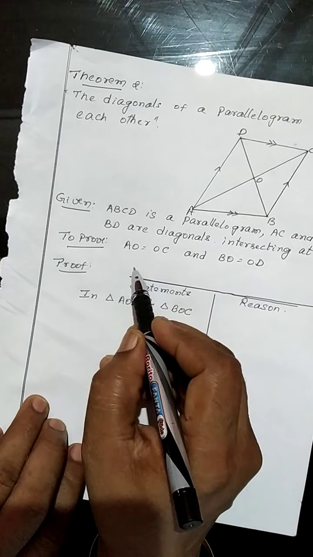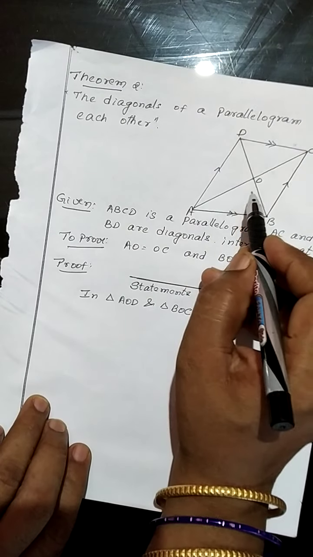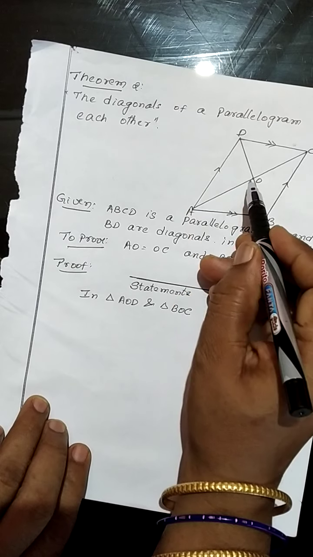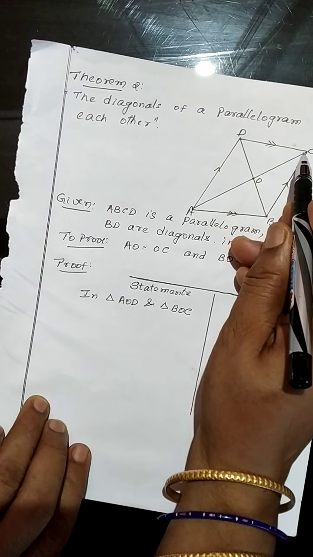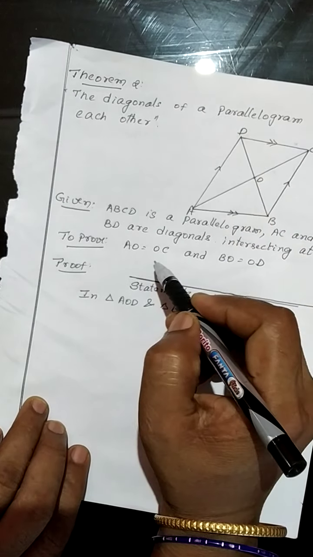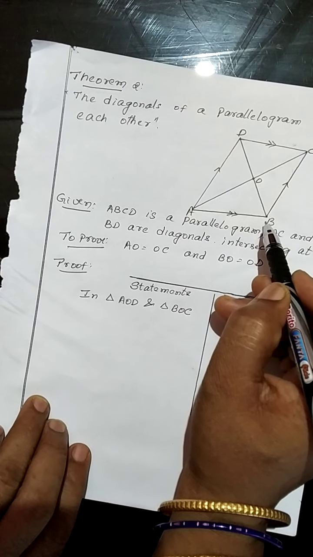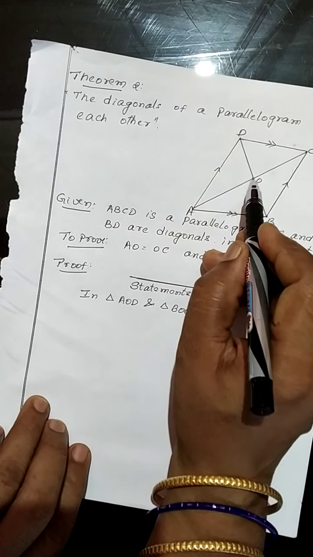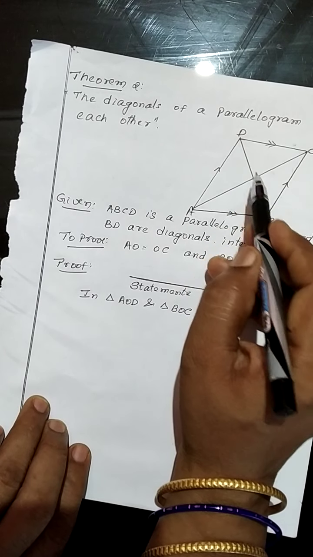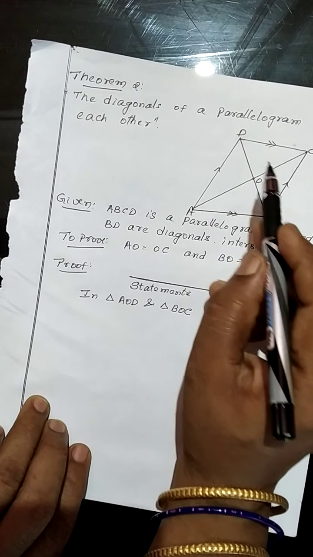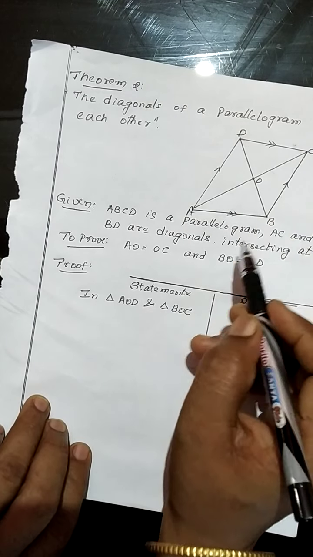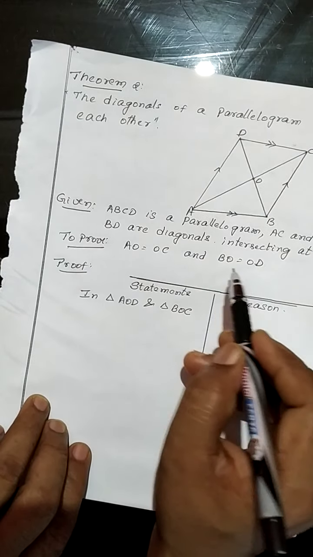What you have to prove is, it is bisecting, which means at the intersecting point, length from A to O should be equal to O to C. That is, AO equal to OC. Again, length from the intersecting point to the vertex B should be equal to the length from intersecting point to the vertex D. Should be OB equal to OD. That we have written. What is to prove?